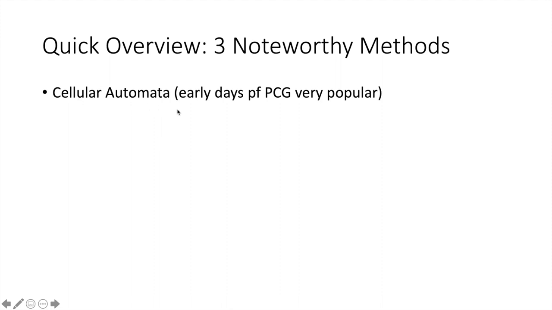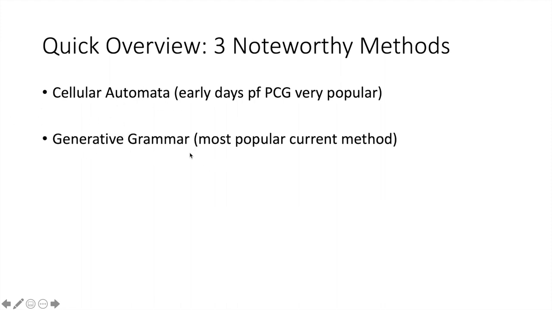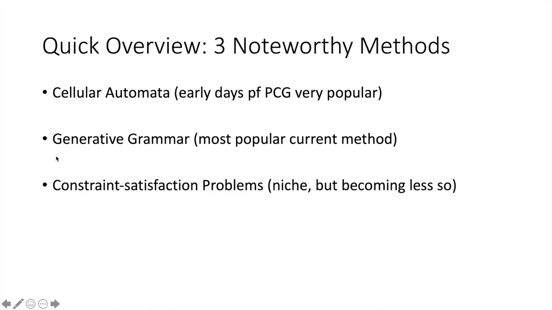There are three noteworthy methods when it comes to constructive PCG. We'll go into more detail on this on Monday, but for now I'm going to talk about these approaches at a high level. The first is cellular automata. In the early days of PCG, this was very popular. Rogue was based on a sort of cellular automata-y thing. It's really good for making dungeons or caves, things like that. Then we have generative grammars. This is by far the most popular current method. If you see a video game that has PCG in it, 95% of the time, maybe even 99% of the time, we're talking about a generative grammar being used. And then we have constraint satisfaction problems. This is niche, but it's becoming less so. The reason for that isn't going to come up until next week when we talk about wave function collapse.